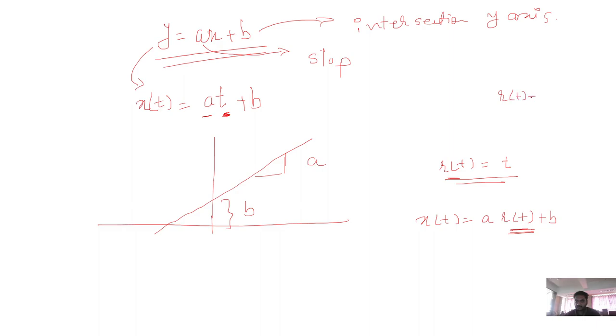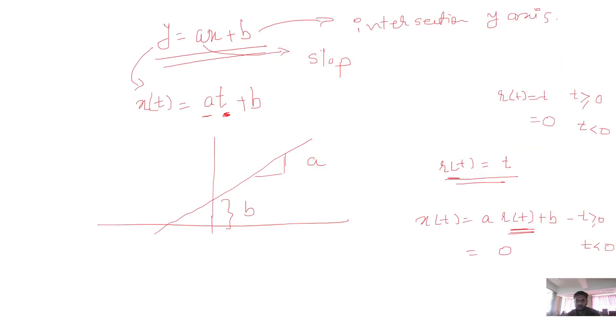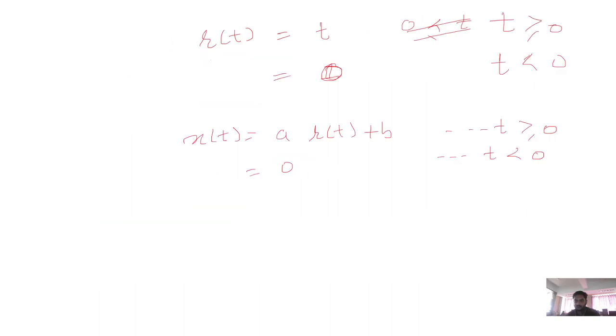But understand this, whenever I am writing this equation, we know the condition of r of t. What is the condition of r of t? It is going to be t for t is greater than or equal to 0, and for negative values it is 0. So for t is less than 0 it is 0, and therefore the same condition will come here. It is going to be 0 for t is less than 0. I hope I am clear now. Yes sir. Okay, and that's what I had written actually over here. Nothing fancy, the same thing in a different way.